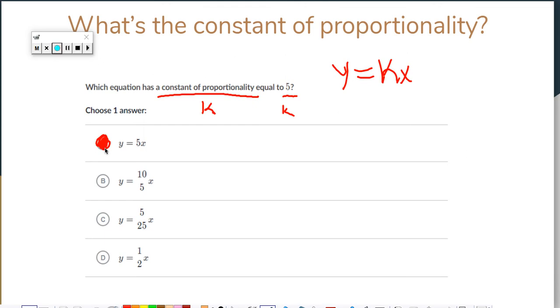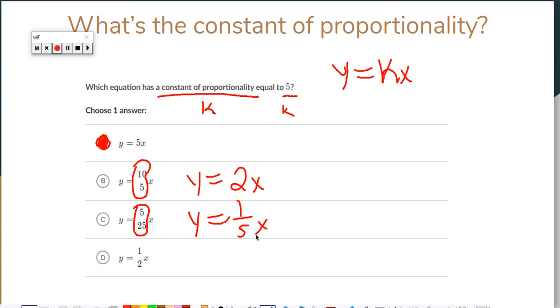I look at the next one, what's wrong with it? Well, 10 divided by 5 is 2. So this equation is really y equals 2x, which does not have a k of 5. 5 over 25 is also wrong because that's really 1/5. So that's y equals 1/5 x, which is not what I'm looking for. And this one obviously is already y equals 1/2 x. So which one has a constant of proportionality equal to 5? The answer would have been A. Very simple.